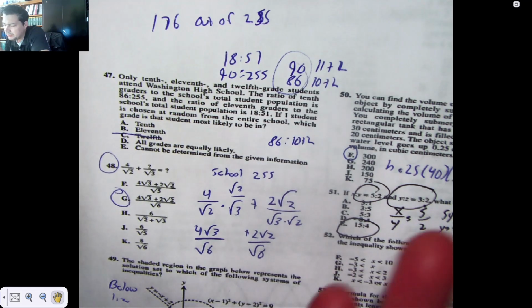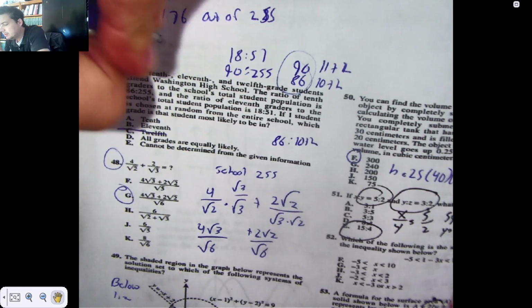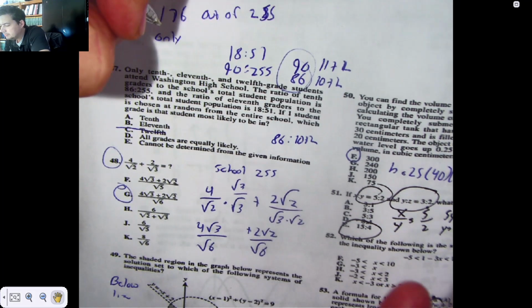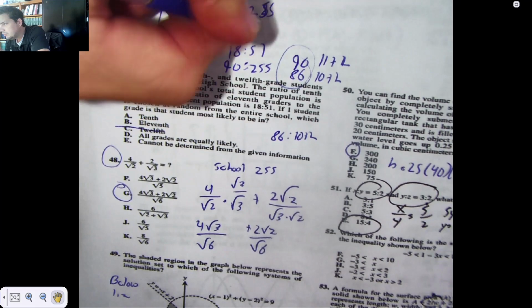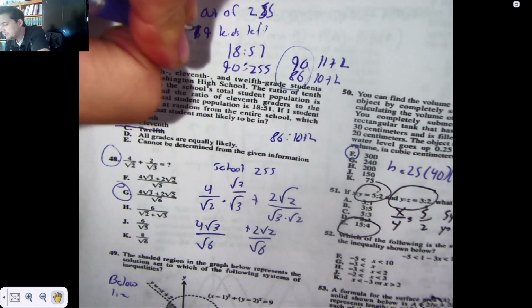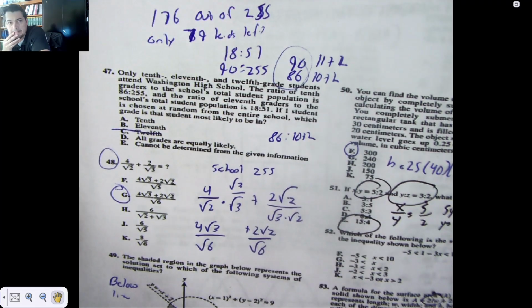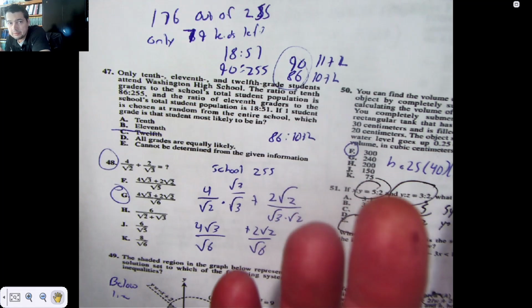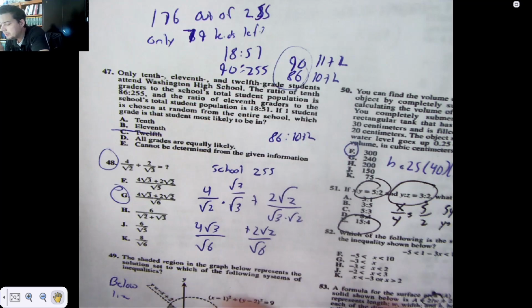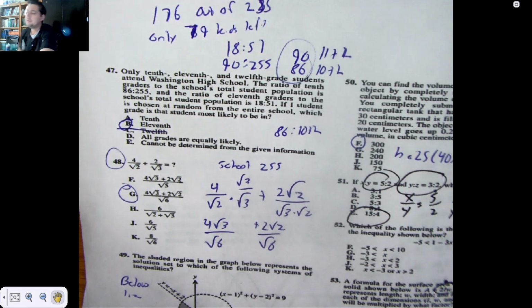Which means there's not a whole lot of kids left. There's only, what, 79 kids left. So it's going to have to be 11th graders because there's just not enough freshmen and sophomores. There actually is enough information to tell. It is that.